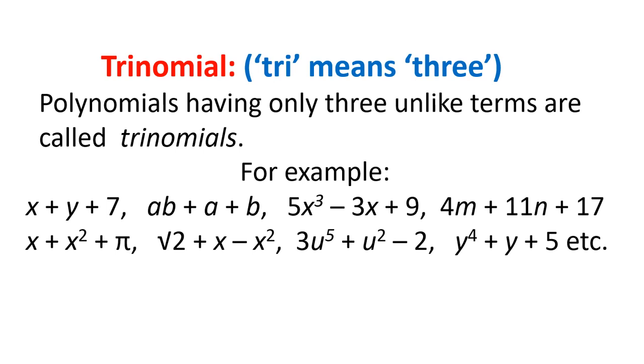For example, x plus y plus 7. So there are three terms, x, y and 7. ab plus a plus b. Again three terms, ab, a and b. Then 5x cube minus 3x plus 9. 4m plus 11n plus 17. x plus x square plus pi. Under root 2 plus x minus x square. 3u raised to power 5 plus u square minus 2. y raised to power 4 plus y plus 5. So these are all examples of trinomials which consist of three unlike terms.